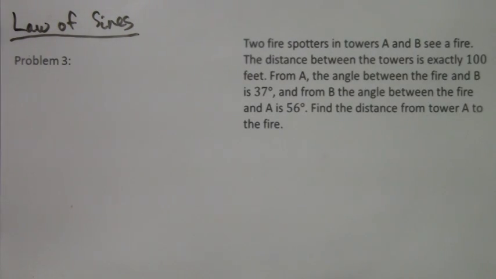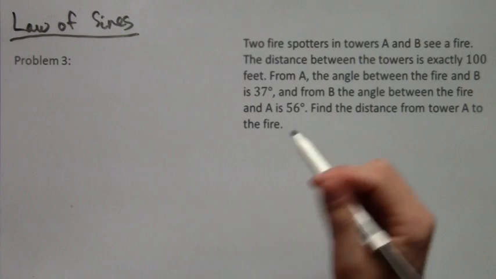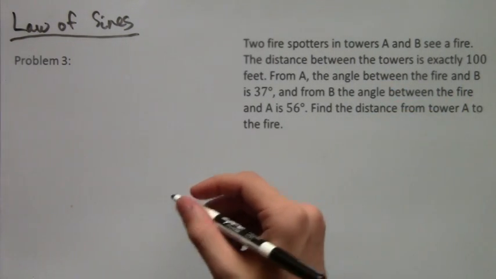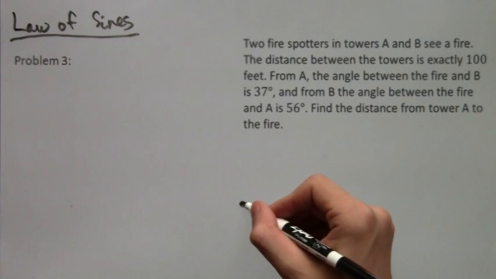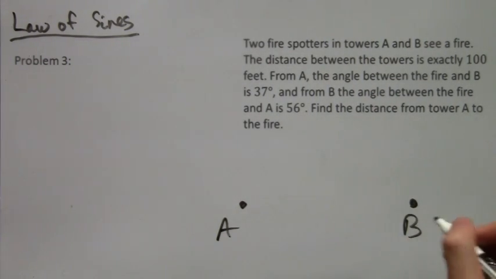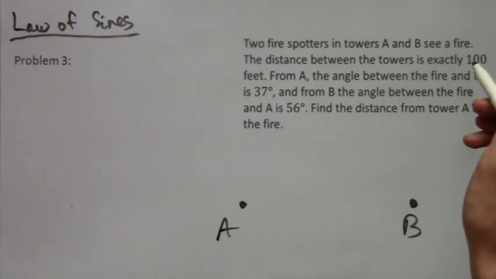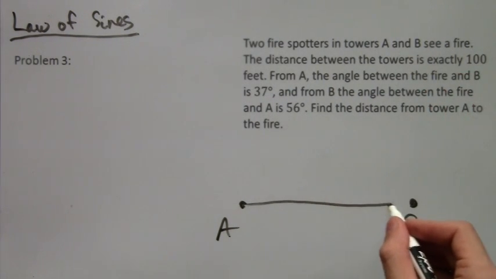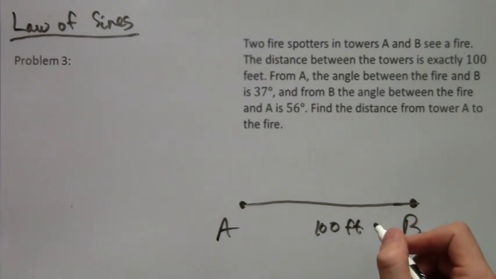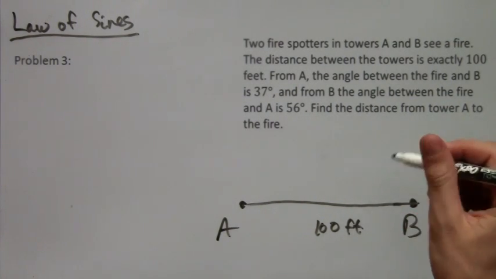This time it's a word problem. So once again we're going to need to make a drawing. So we have two fire spotters in towers A and B. So let's just make these two towers A and B. And they see a fire, so that's going to be the third point eventually. The distance between the towers is 100 feet, so I'm labeling that. And then here we have some angles.